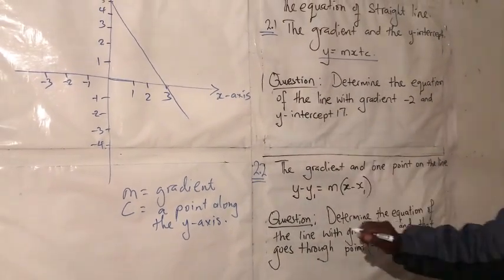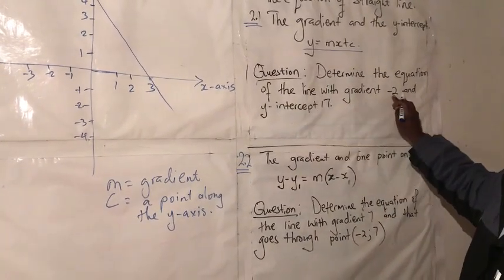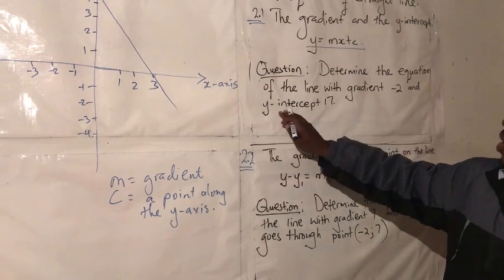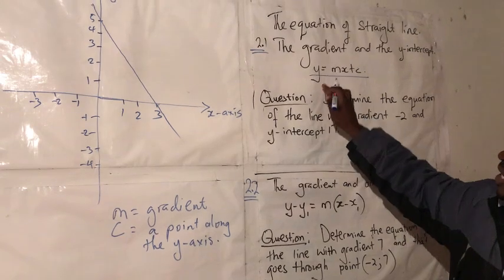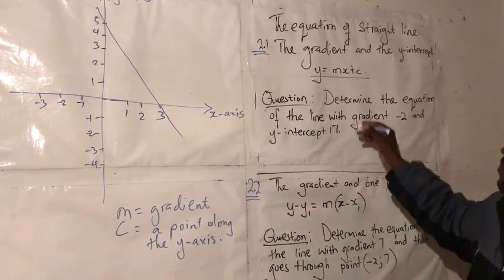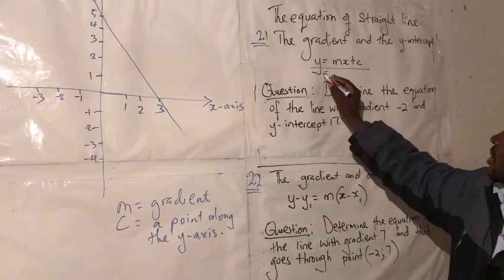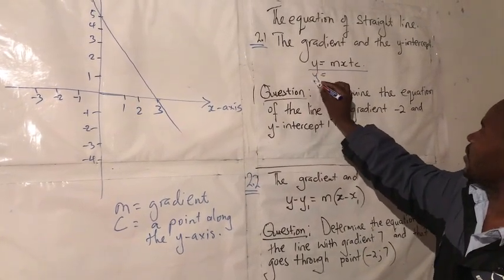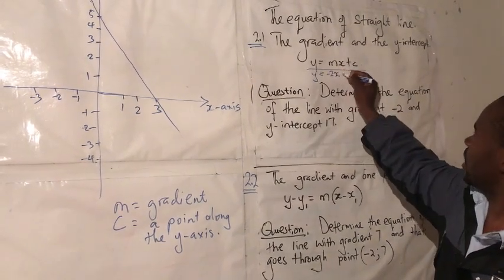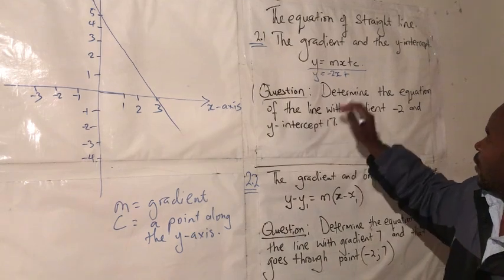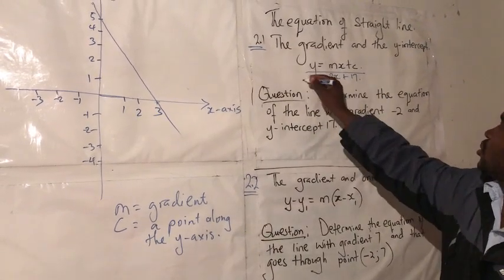We have a question here which is saying determine the equation of the line with the gradient -2 and y-intercept 17. So using this equation, it's easy now. Why? Because we simply substitute. The equation is y equals our gradient, which is -2x, plus the constant c, which is a point along the y-axis, 17. So this will be your final answer.